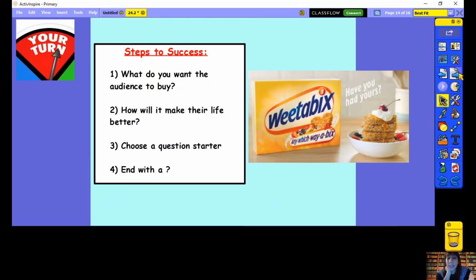So you have got a breakfast cereal there, quite a famous, well-known breakfast cereal or breakfast product. So again, I want you to think about what the product is. How is it going to make the audience's life better if they buy it? Choose a question starter and then make sure that you end your rhetorical question with a question mark. Again, when you have done that, say it out loud in your most convincing voice, and I look forward to seeing what your ideas were on Seesaw. So press pause now.